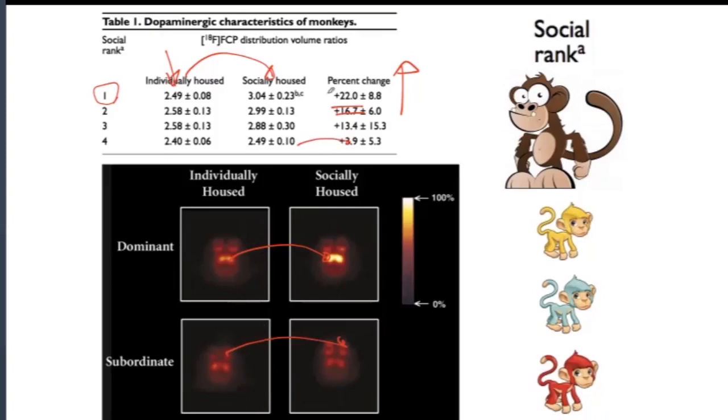So this one would have the highest level of dopamine receptors. And the higher your dopamine receptors, the higher the pleasure that you would get with the same amount of dopamine, if you release dopamine.